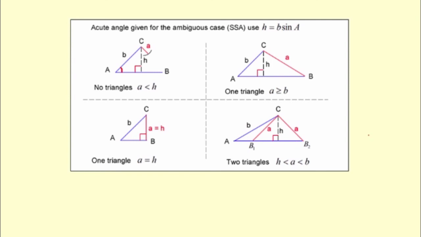So for this lesson, you're just going to be determining the number of triangles that can be formed for the ambiguous case. The next lesson, you're actually going to solve those triangles. Okay, so that's the law of sines.